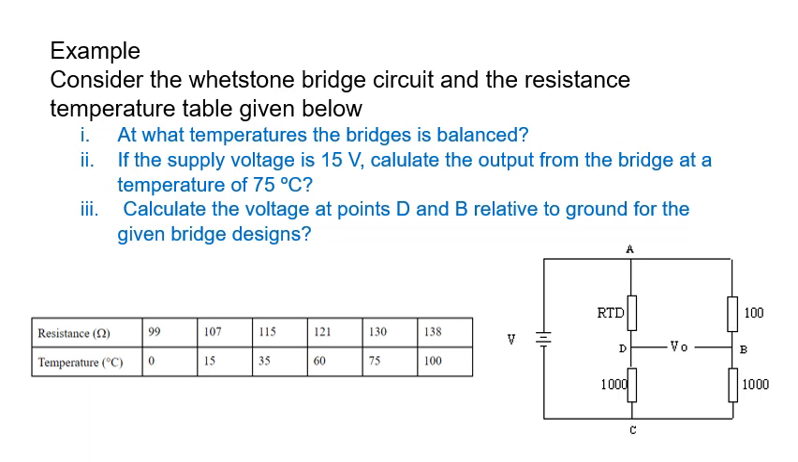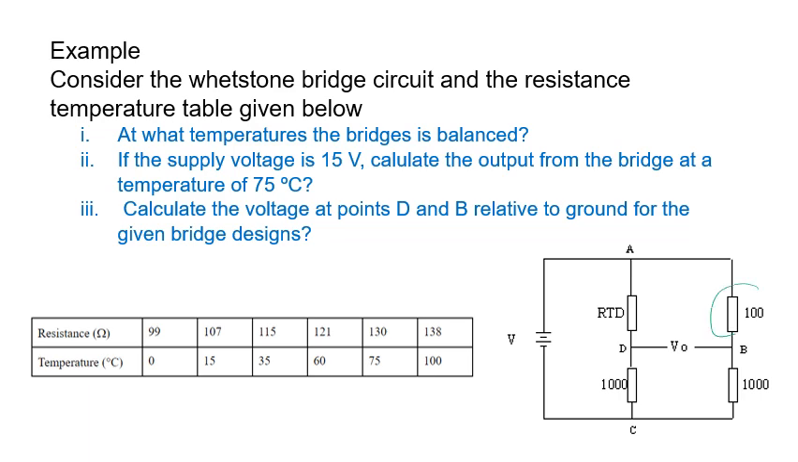Let us look at this example. In this example, he says, consider the Wheatstone bridge circuit and resistance temperature table given below. At what temperature is the bridge balanced? Very simple question. At what temperature is the bridge balanced?